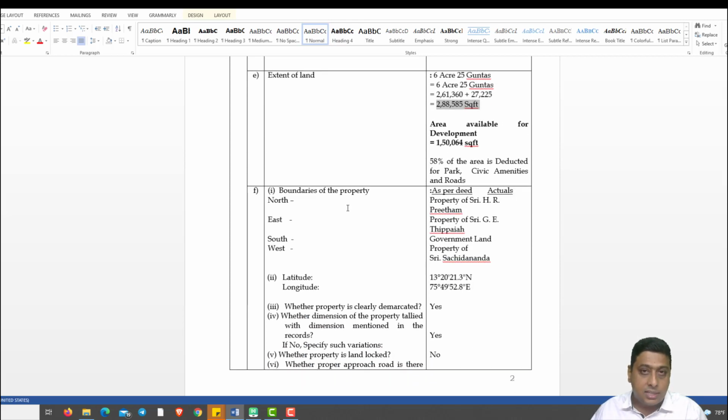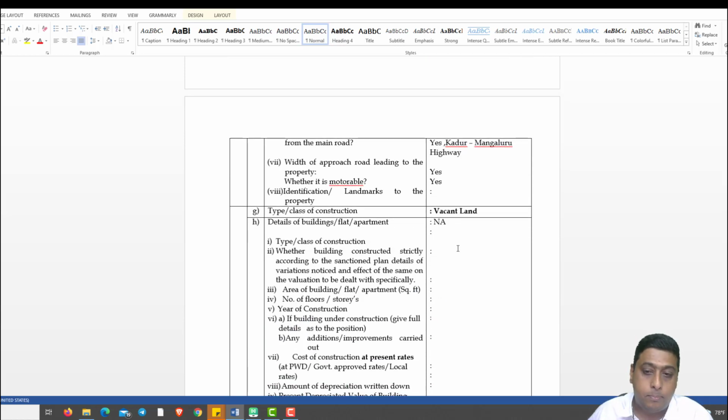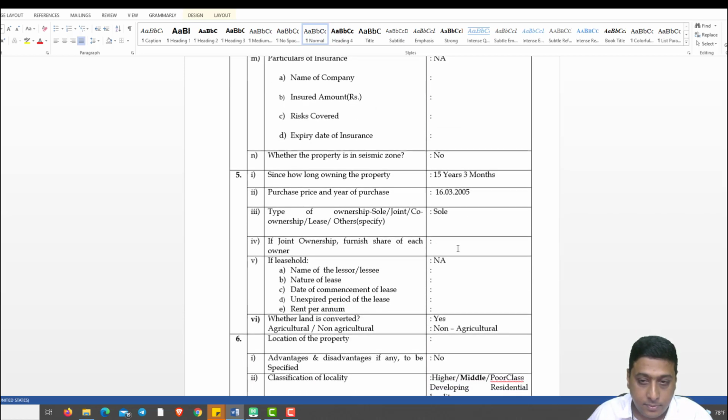So I am going to check the boundary of the property: what is on the north, what is on the south, what is on the east and what is on the west. This property was located in a very prime locality on the highway. So we have increased the value of the price of the plot also. It's a vacant plot.